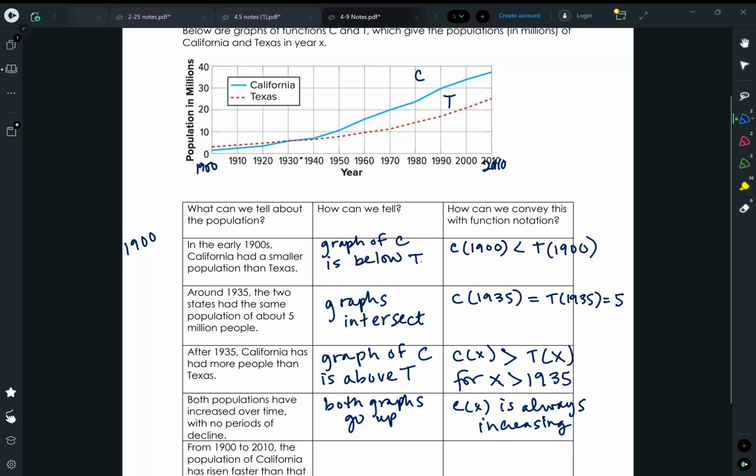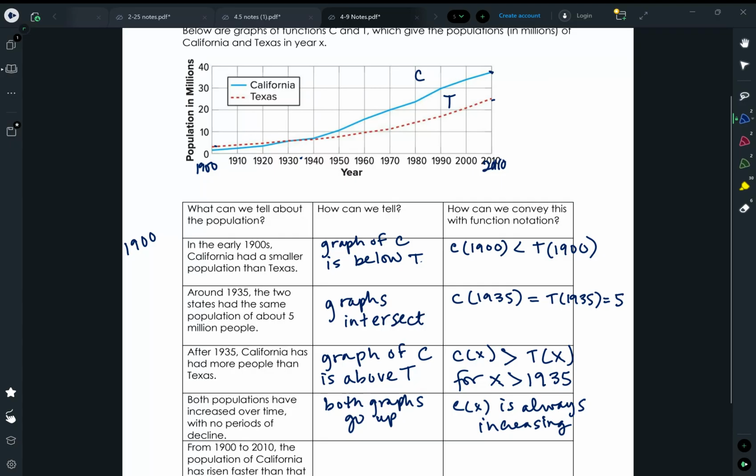I guess that makes sense because look at California, it started out at maybe 2 million and now we're way up here at like 38 million, right? So from 2 million to 38 million means it went up 36 million. In that same amount of time, Texas went from maybe 3 or 4 million to 25 million. So it went up a lot less in the same amount of time. And that's because Texas didn't grow as fast, right? So we could look at that as the average rate of change for California being higher.